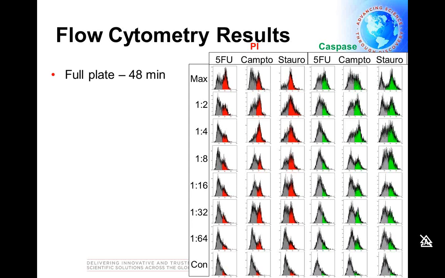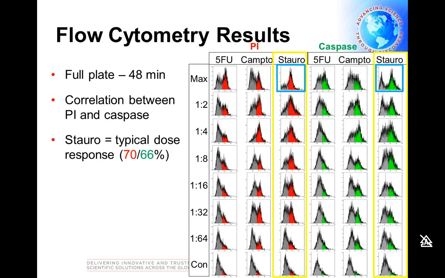So this full plate was processed in 48 minutes, again, mostly due to the incubation of 30-minute time. Again, we see a correlation between the PI staining and the caspase staining, indicating consistency across the 2 different processes. Starting again with the staurosporine, we see a typical dose response where the highest concentration leads to the highest percentage of cells that are undergoing apoptosis.